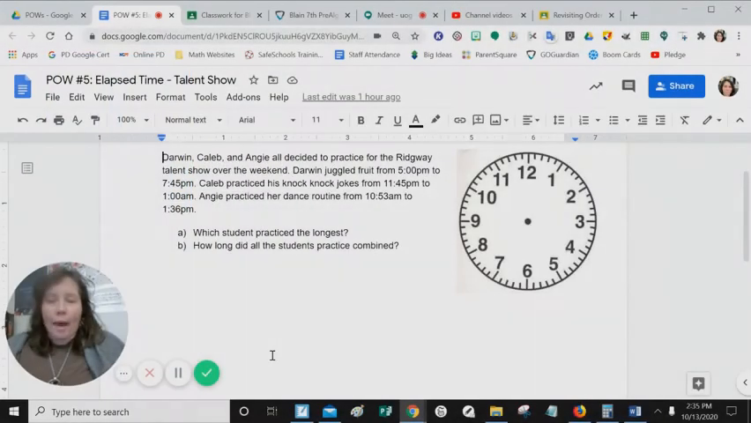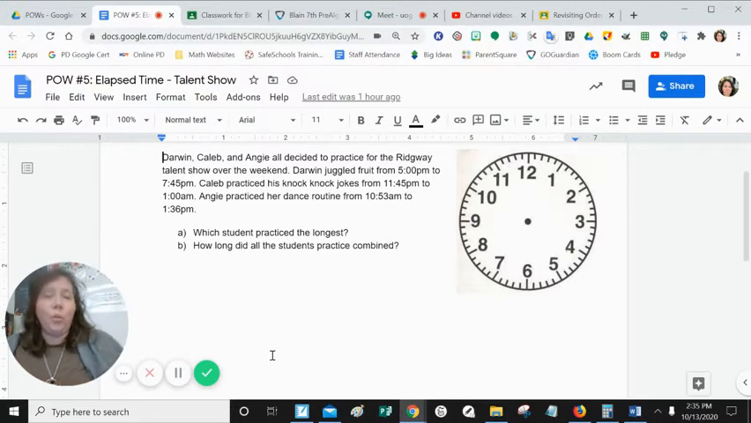In this week's POW, we're talking about elapsed time. We're trying to figure out which student practiced the longest for their talent show. We're looking at Darwin, who practiced from 5 to 7:45 p.m., Caleb, who practiced from 11:45 p.m. to 1 a.m., and Angie, who practiced from 10:53 a.m.